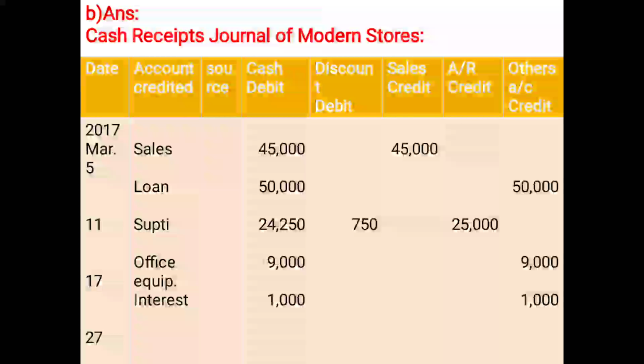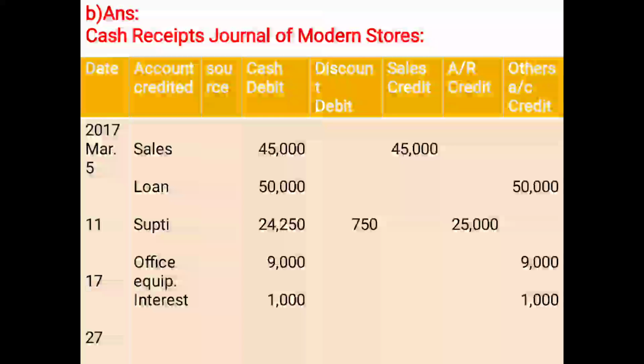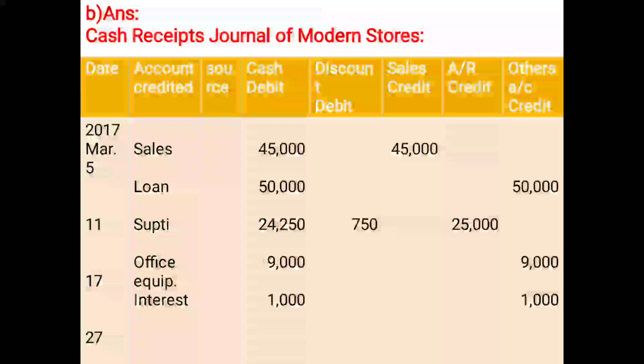The last one is bank interest allowed for March 31, taka 1,000. It is treated as interest in the account credited column, and 2 column amounts are transferred, that is cash debit taka 1,000 and others account credit taka 1,000. Totally 5 transactions are transferred to the cash receipt journal for this STEM, for this creative question.